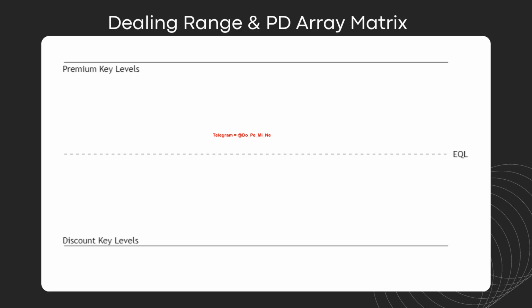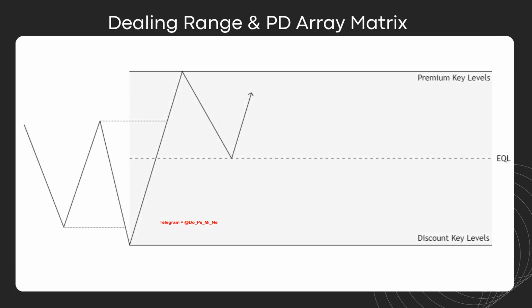Now let's move on to the next slide and discuss dealing ranges in a bullish scenario. Here you can see we've got this range low and range high, right? You can clearly see that first of all we took out the range low, and then we went above to take out the range high, and then we closed above it.